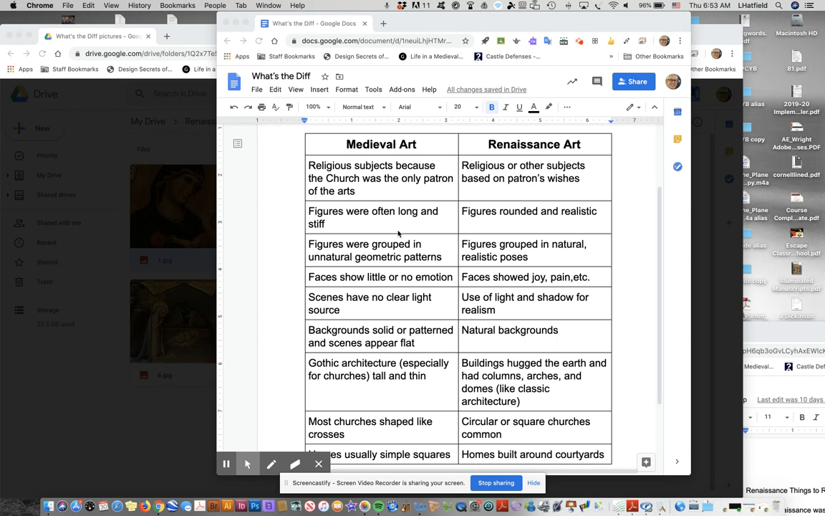In medieval art, the figures were often long and stiff, which means they didn't really look very realistic. I'm going to show you some pictures, and you're going to say, they don't quite look human. As opposed to when we switch over to the Renaissance and you see that figures are rounded and realistic. This is that search for the natural order. People were actually studying anatomy and making sure that they were getting it right.